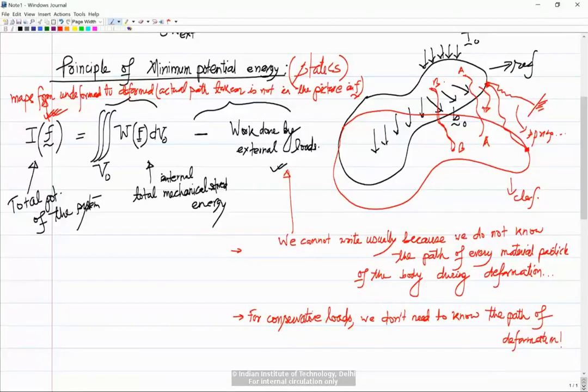So you have to understand what problem we are solving. What we are solving is we are given the undeformed configuration and we are told that okay, this is a load that you are applying. So we have to find out what is the deformed configuration. That is the problem, and which we want to solve through this principle of minimum potential energy.